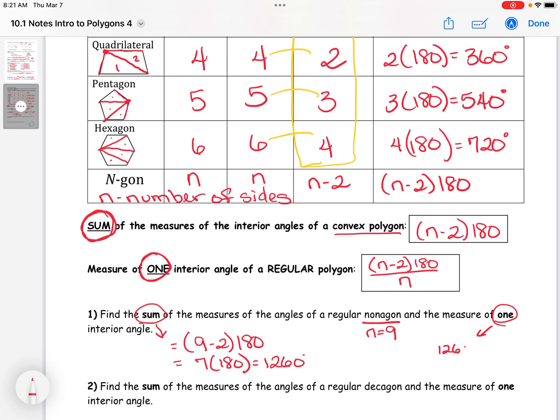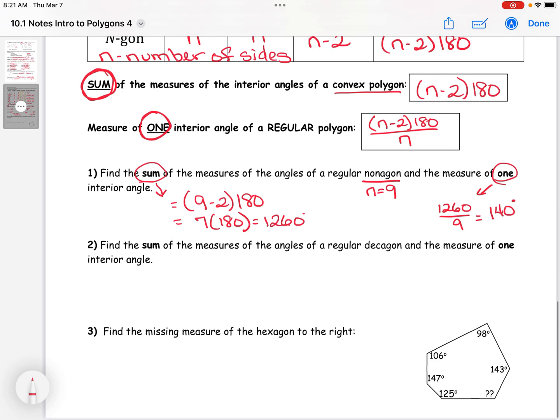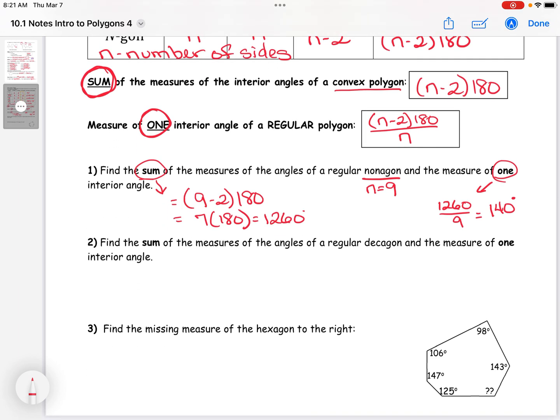So for 1, I'm going to take 1260 and I'm going to divide by 9. And I'm going to get 140. So each angle in a nonagon, if it's regular and all the angles are the same, would be 140. And 140 times 9 is 1260.